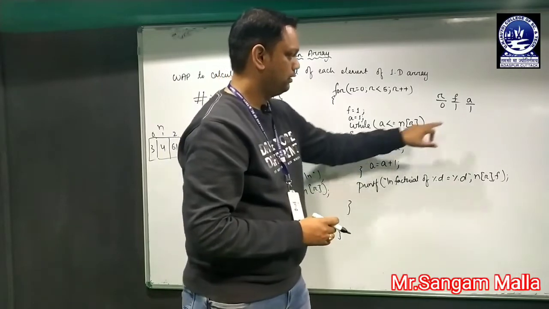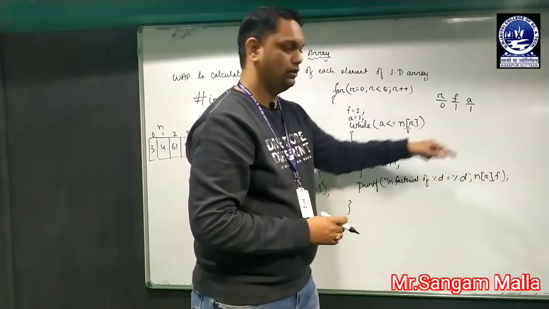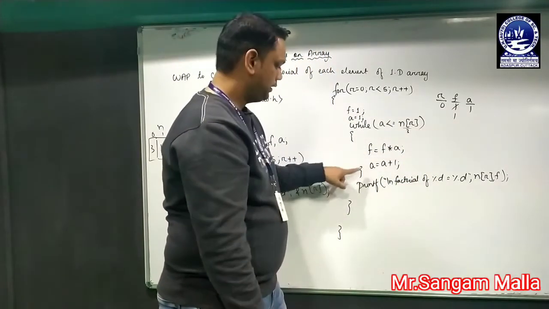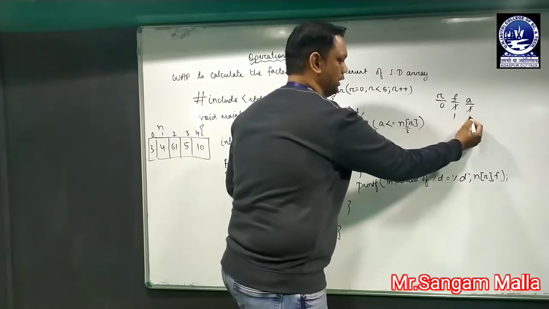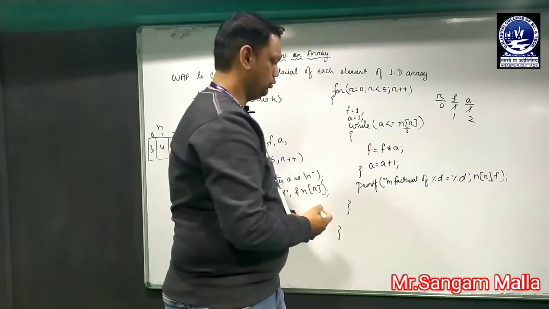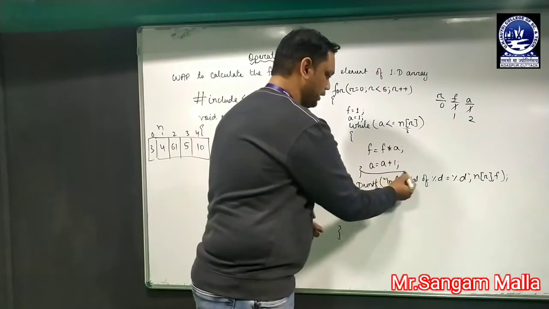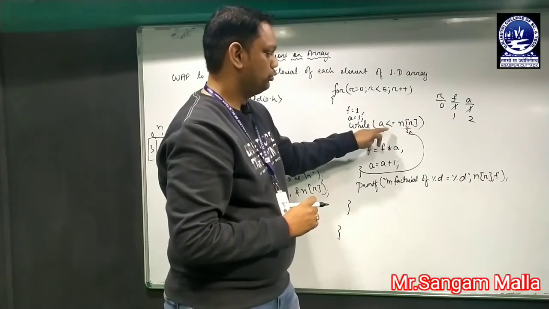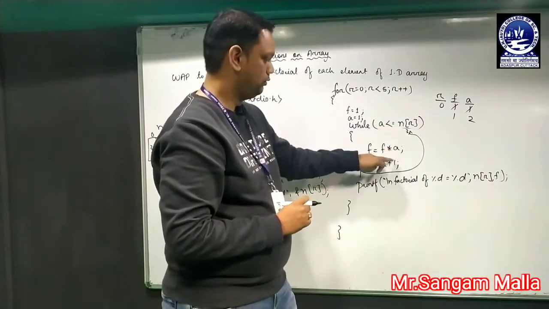f into a. 1 into 1. How much? 1. It will be stored in f. Then a equal to a plus 1. Now the a value is incremented to 2. So when it comes to this curly bracket, it will move to this condition. Now the a value is 2. So 2 is less than 3. Yes, true. It will enter over here.